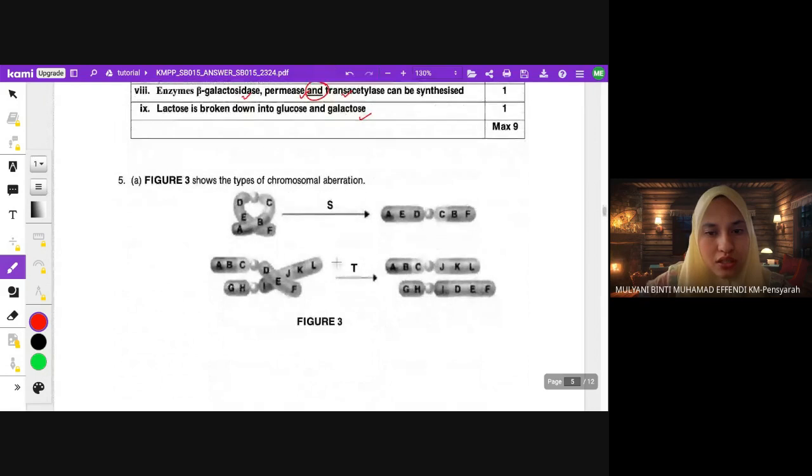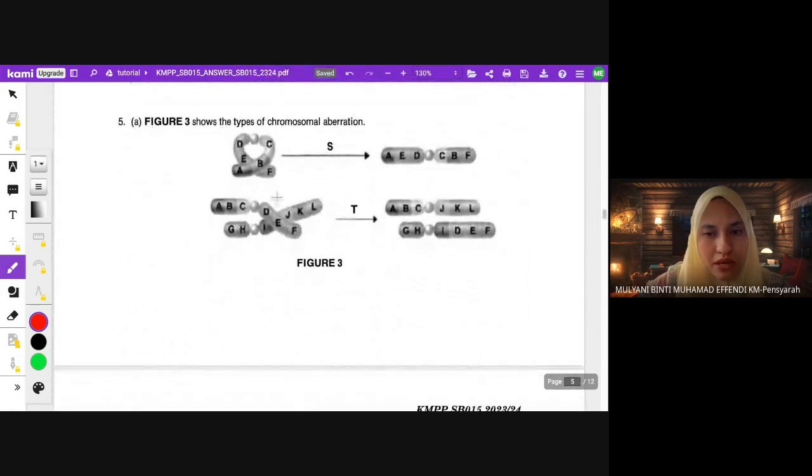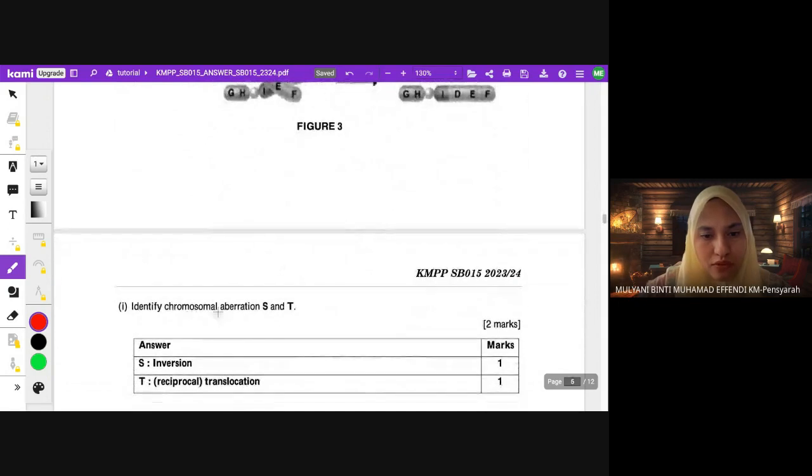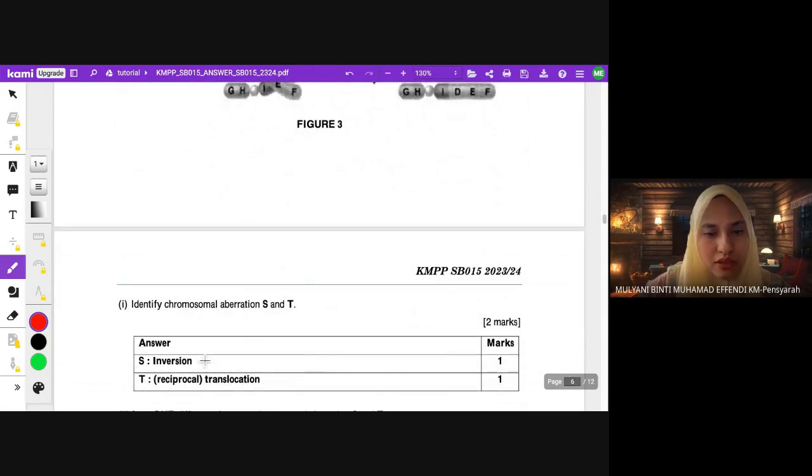Okay, so next question pasal mutation. So kita nampak kat sini ada berlakunya crossing over ini. So apa dia tanya? Identify chromosomal aberration S. So S tu kita nampak inversion.